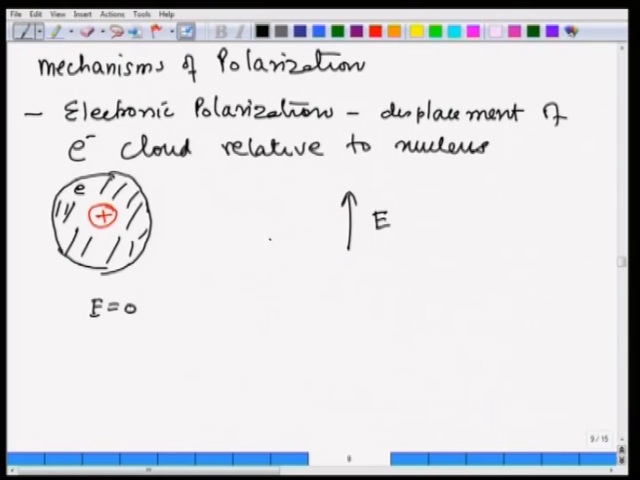Then your center of positive charge would move this way, and the electron cloud may shift something like this, with its center somewhere here. In this case, the center of electron cloud, the center of negative charges, and the center of positive charge were coinciding, and therefore there was no net dipole moment. And since there is no dipole moment, there will be no dipole. Since there is no dipole moment, there is no polarization.